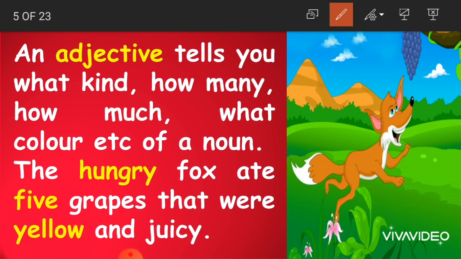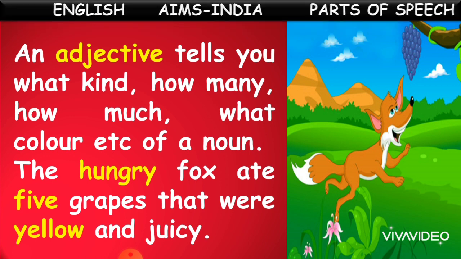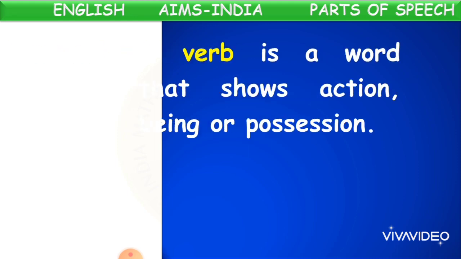So what is an adjective? An adjective is a word which describes a noun. In short, it describes a noun: what kind of noun it is, how much, how many, what color, what type. So many things about a noun. That is called an adjective. Clear, children?